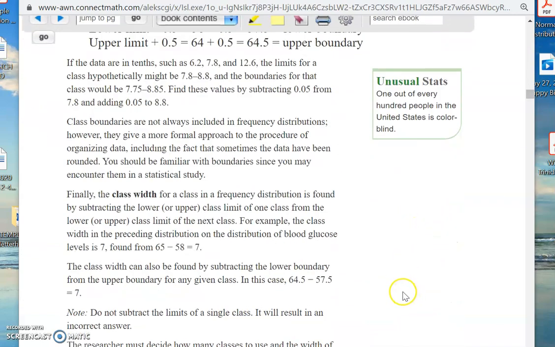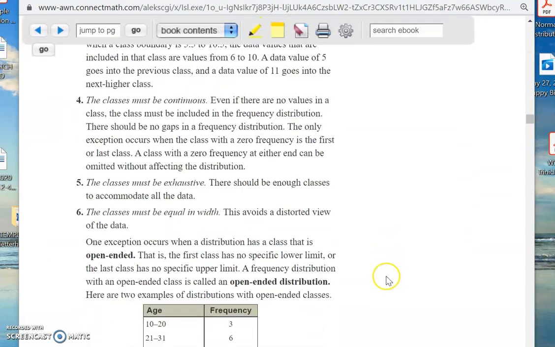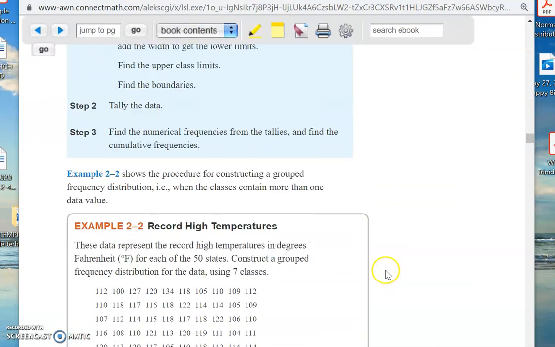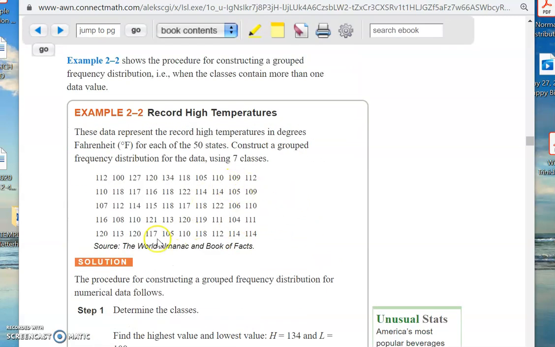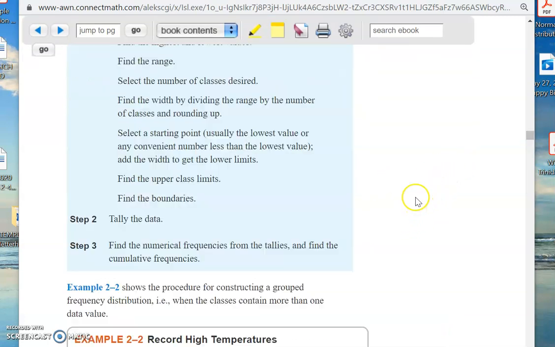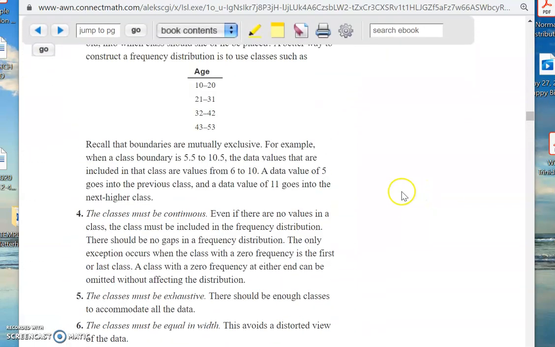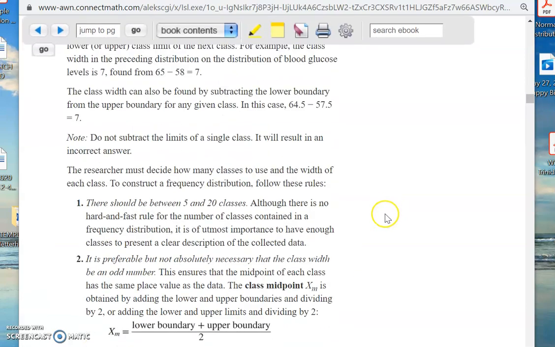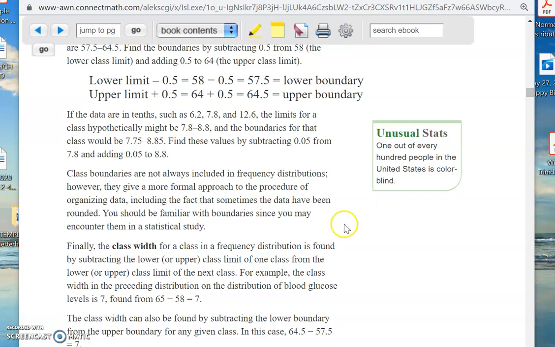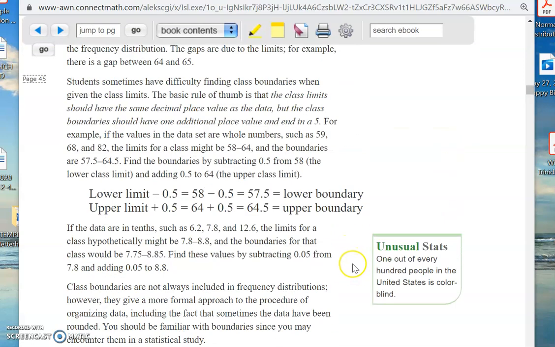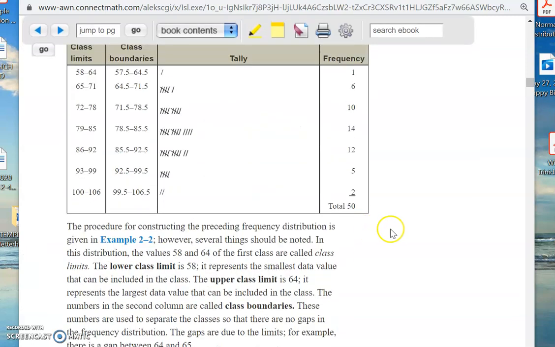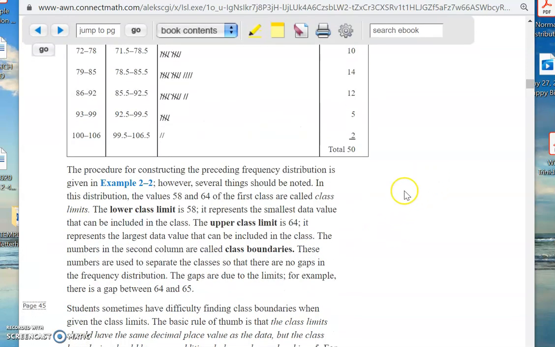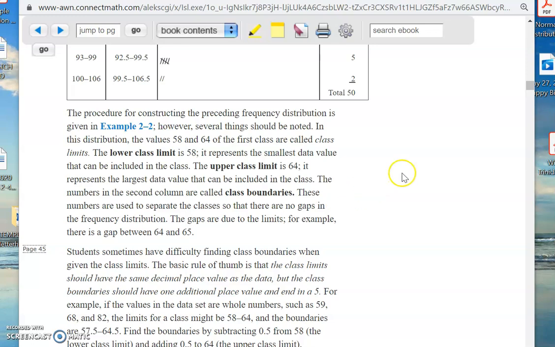Example 2 is coming up here in just a second. This is example 2-2, recording the high temperatures. We have these temperatures that we're going to put into groups for convenience. We'll see how to do that here in just a bit. But here he has an explanation of how he recommends that you do it. Now, there's no hard and fast way of doing this. You do one, you've done them all. Do at least 1 or 2 of these just to get the hang of it. This is not the most interesting topic in this class. There's a procedure for doing it.